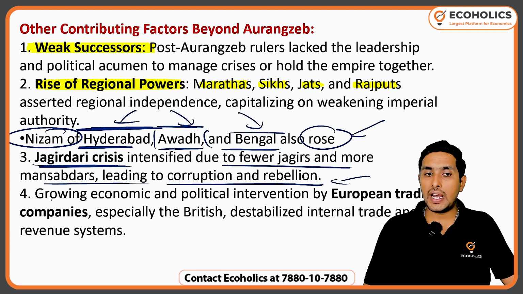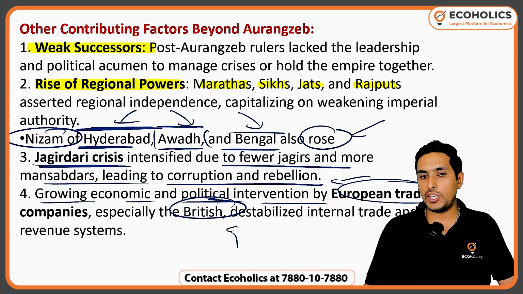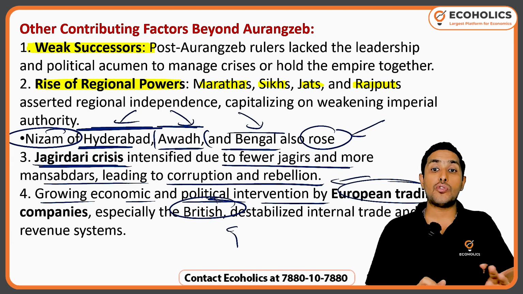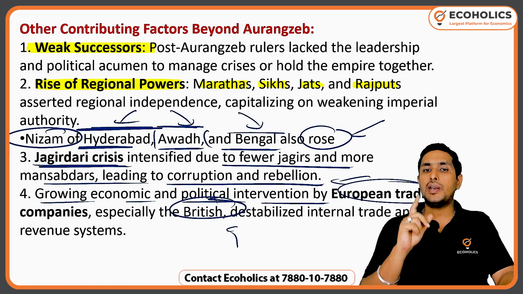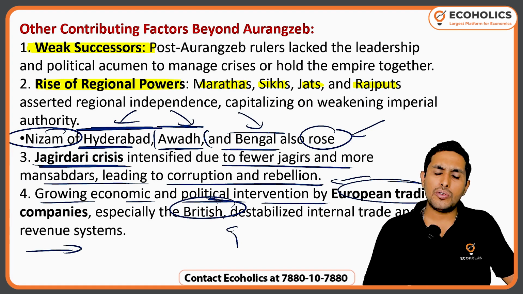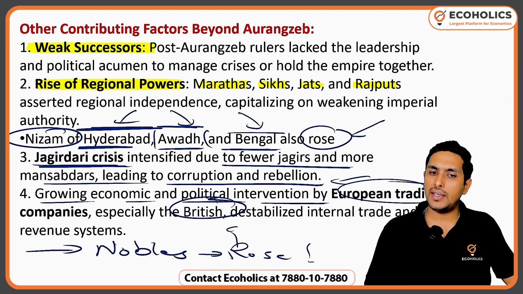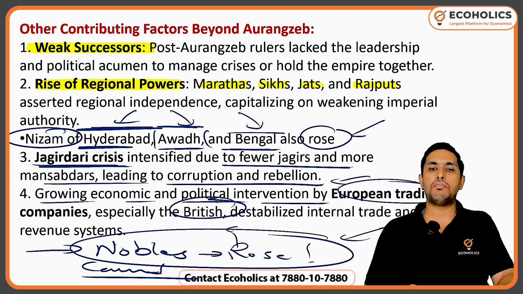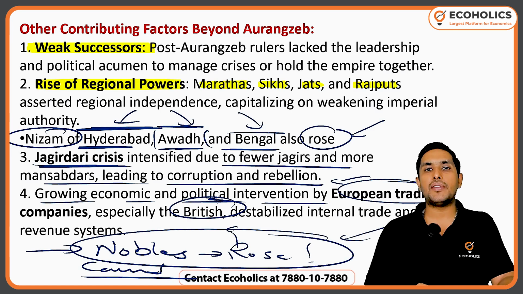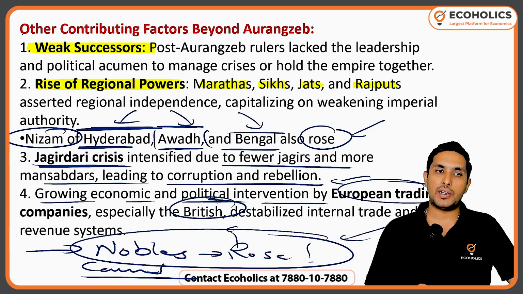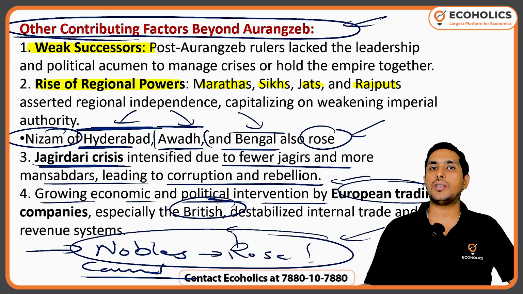And then of course we have growing economic and political intervention by European trading powers, especially the British. So the British did become slowly stronger during the 18th century, especially after Plassey and Buxar, 1757, 1764, they became very, very strong. And you can also write about nobles rising in the court. So in the Mughal court, the power of the nobles, the so-called advisors, they were now even playing the role of kingmaker. They were even stronger than the king. So that actually became a bit of a problem. So this is something we have to understand.